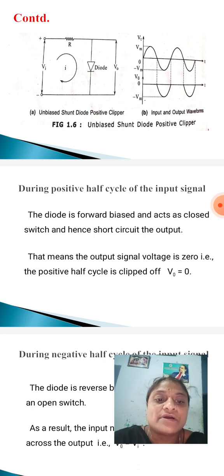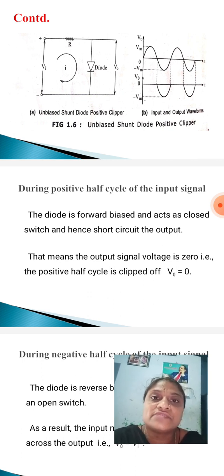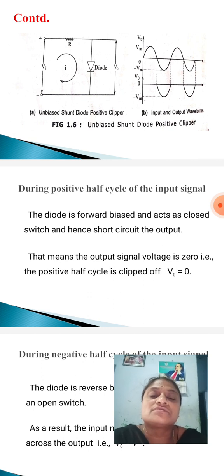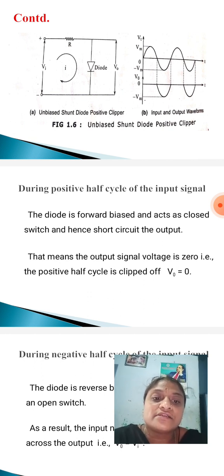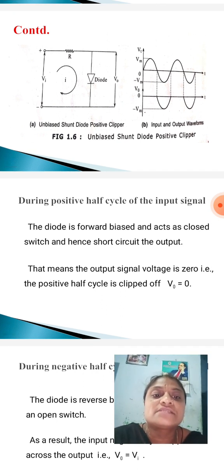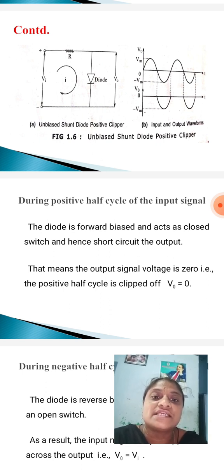The positive half cycle is clipped off because we apply the input voltage, which goes to the diode. The diode is forward biased, it acts as a closed switch, and it short circuits the output. Then the current goes to the resistor, which drops some voltage. The dropping voltage is forwarded to the diode and goes to the input. There is no output voltage, that's why the output is 0. Therefore, the positive half cycle is clipped off.